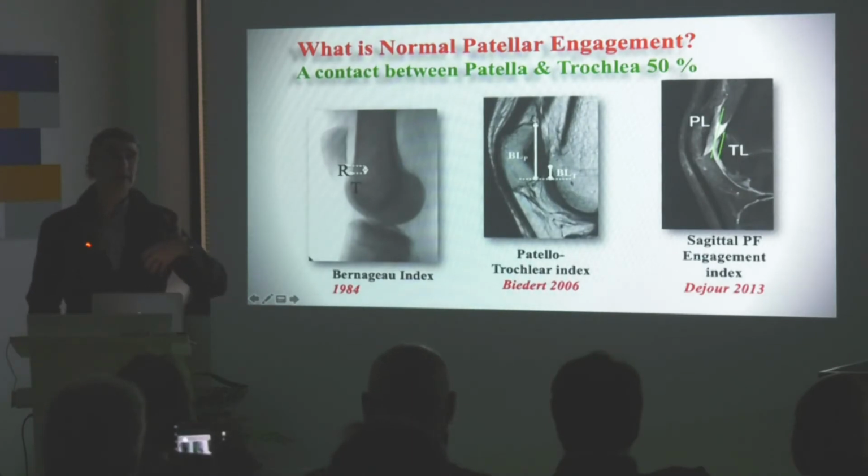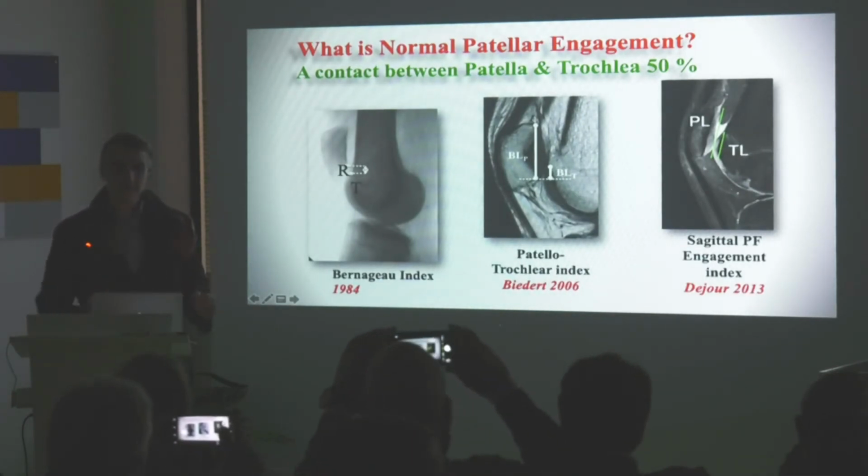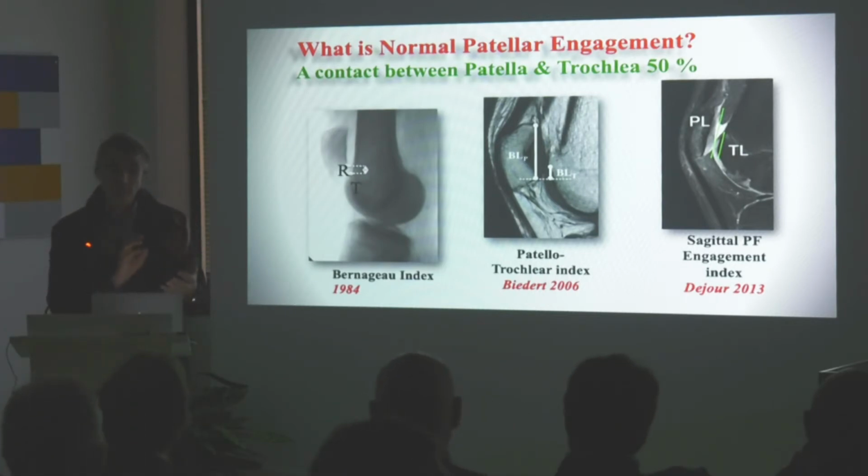About patella alta, you have to extend the things a little bit. And you will have the patella engagement in the trochlea. Bernageau in 1984 described this patellar engagement on the X-rays in full extension, but the X-rays were tough because sometimes they were in recurvatum, sometimes a little bit in flexion. But he described this engagement, the patellar engagement in the trochlea.